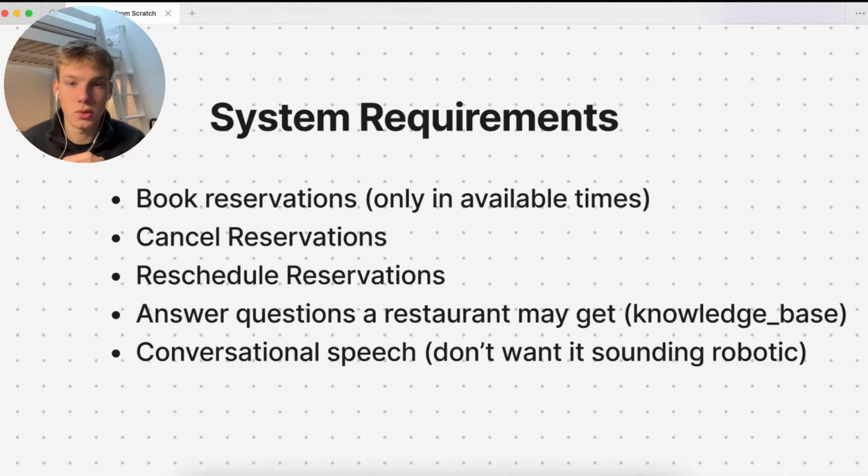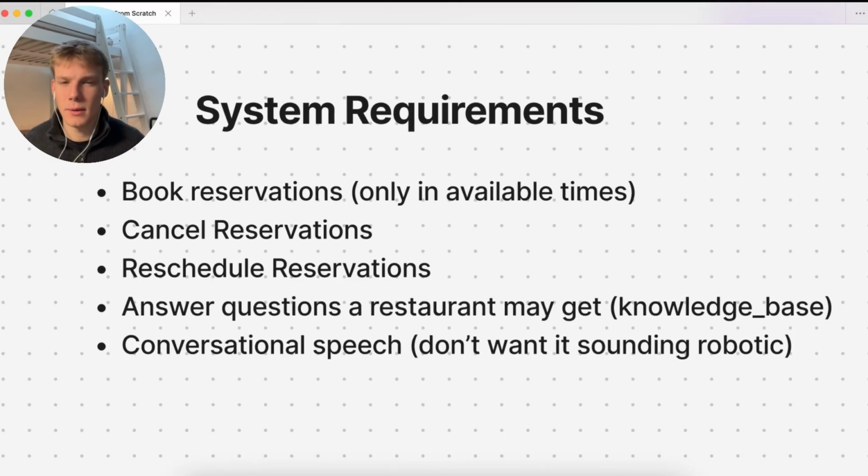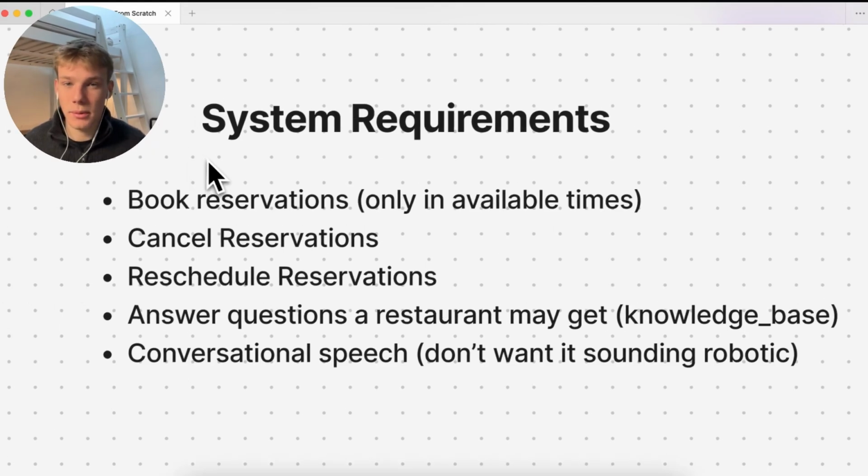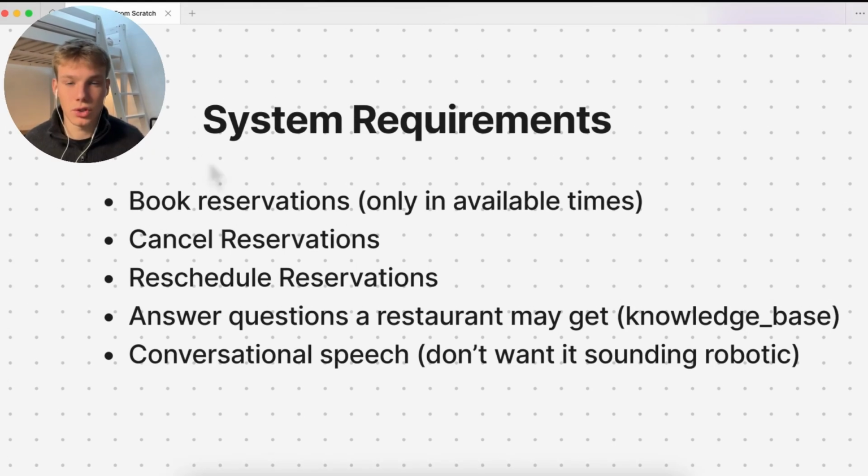So there's going to be a few system requirements I have for this build, so that way I know whether I've not done enough yet for this agent or whether I have done enough, and we can end the video there. And so there's a clear goal when we're building this agent. What I want it to be able to do is to book reservations, and it should only book them in the available times, as in only when there is an available time.